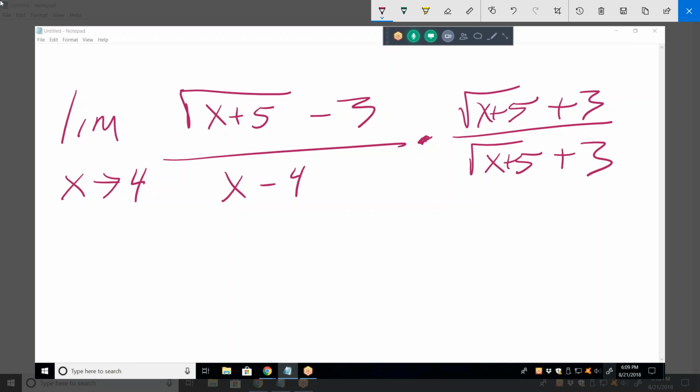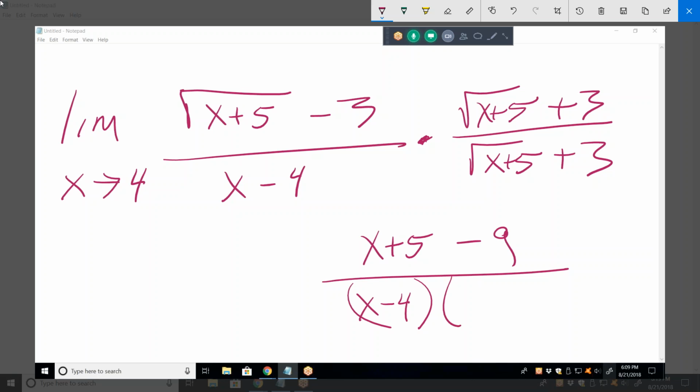And what happens is after you do that, it no longer becomes 0 over 0. In other words, if you multiply the top in an easy way, since this is basically difference of squares factored, an easy way to get that is x plus 5 minus 9 in the top. And the bottom, we're not going to multiply that out. There's no need to. We're just going to leave it like this, because when we resubstitute, we won't have 0 over 0, and that's the key.